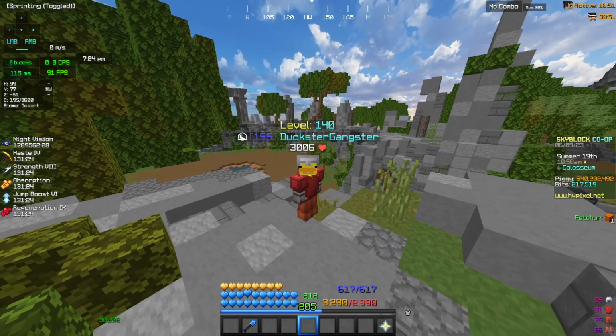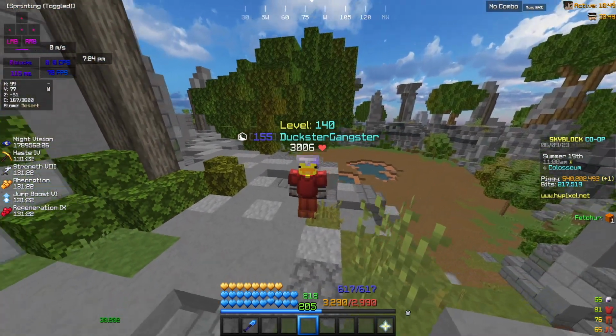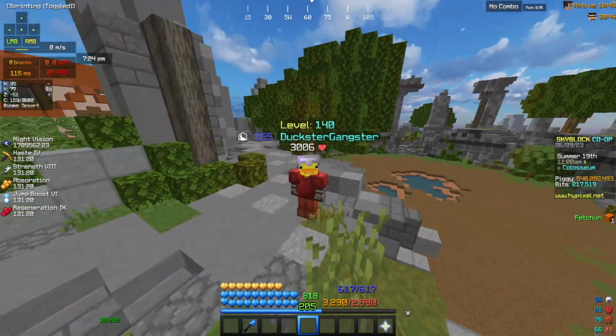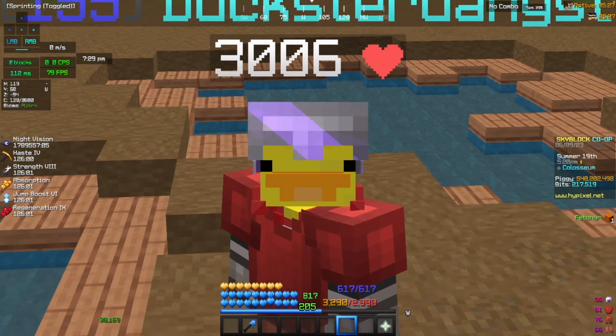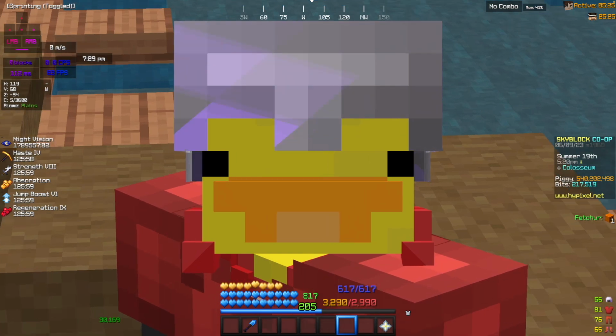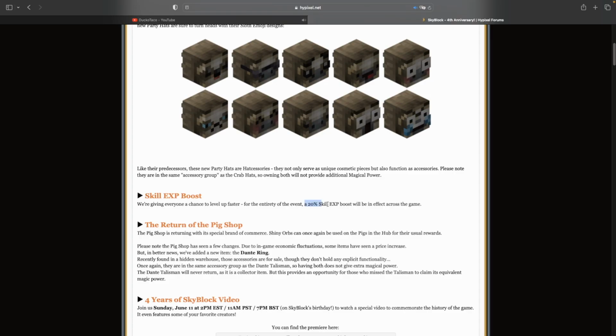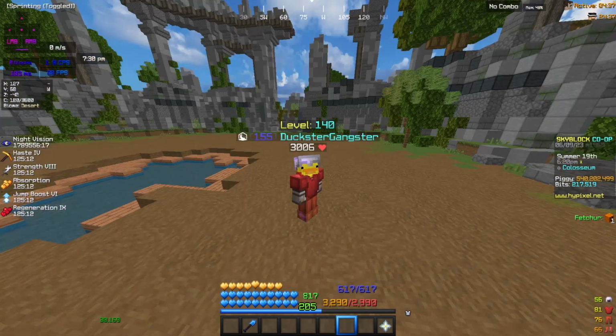So for all the new or existing farmers, if you do not already have Harvesting 6 or Farming for Dummies books on your tools, I mean, I clearly don't, make sure to wait until Monday, because I think that's when the update drops. Oh, and also keep out for the 20% extra skill boost XP across the game. But yeah, that's about it.